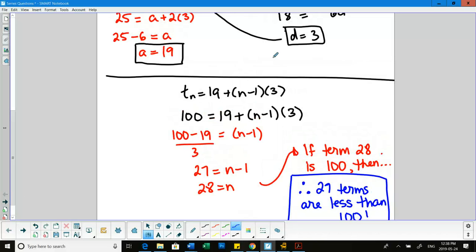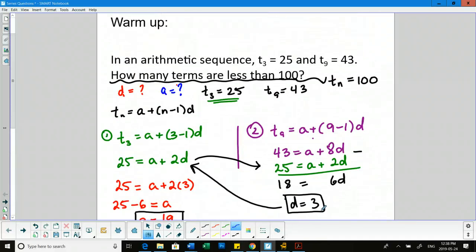So we did talk about a quick way that we can find the D value when we're given 2 random terms, and that is that we can find D pretty quickly by doing the difference in the term values over the difference in the term numbers. So we just do this, and then what this ends up giving us is 18 over 6, like what we had over here. So that's a really quick way that we could have found a D value of 3.